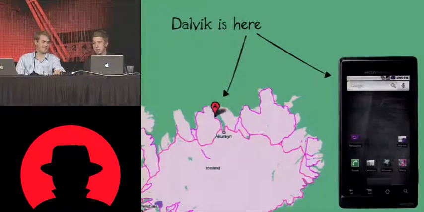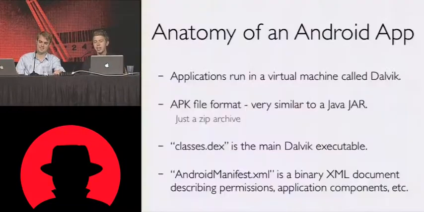So not only is Dalvik in Iceland, it's also in your phone if you have an Android phone. Dalvik is a virtual machine that's optimized for mobile. It's actually a really cool piece of technology, and you can spend hours reading about it. Not that I've done that. And it's effectively like a Java virtual machine with some kind of unimportant differences for our analysis here.